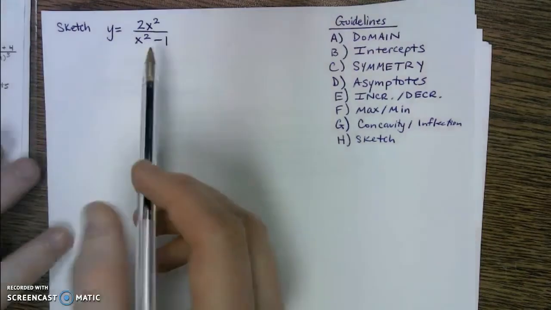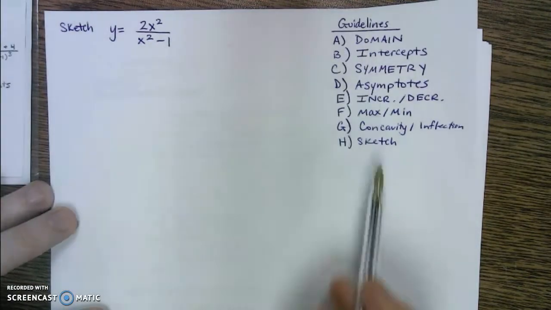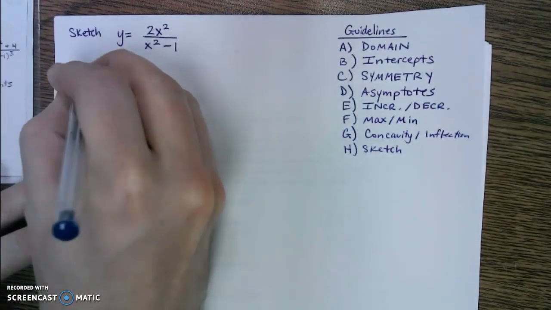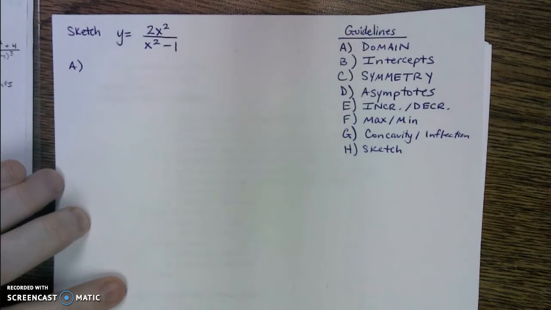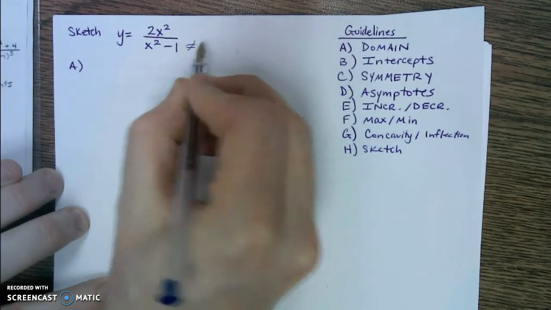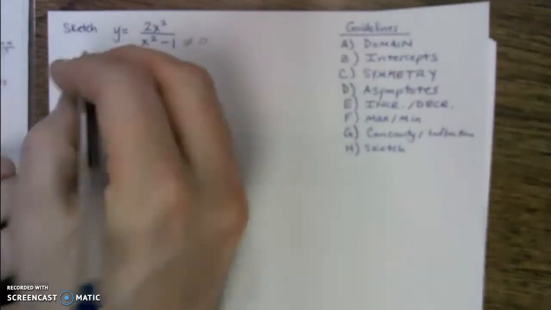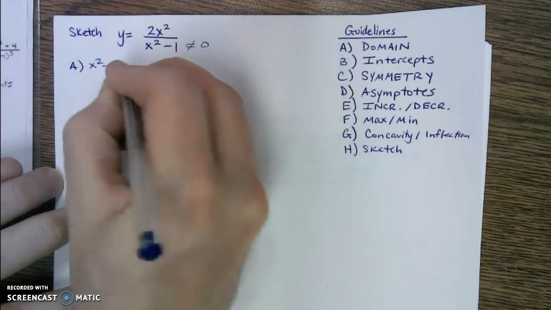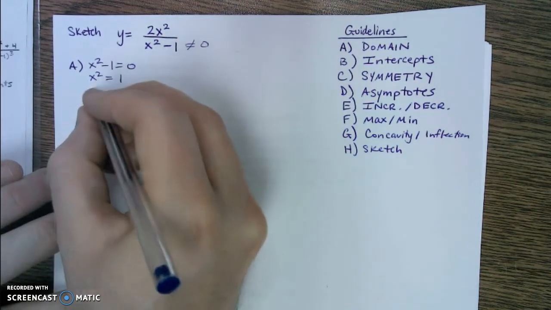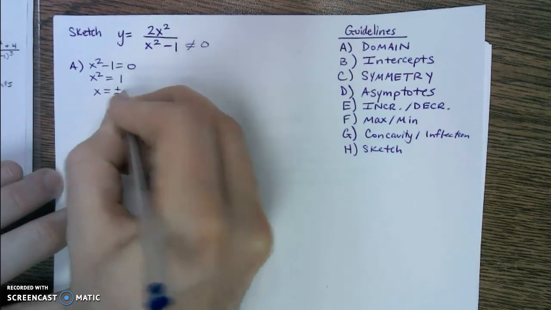We are going to sketch this function using these guidelines. So we're going to start with part A, determining the domain of the function. Here we have a rational function and we can't let the denominator equal 0. So we want to figure out what is going to make the denominator equal 0. If we add 1 to the other side and take the square root, we get plus or minus 1.